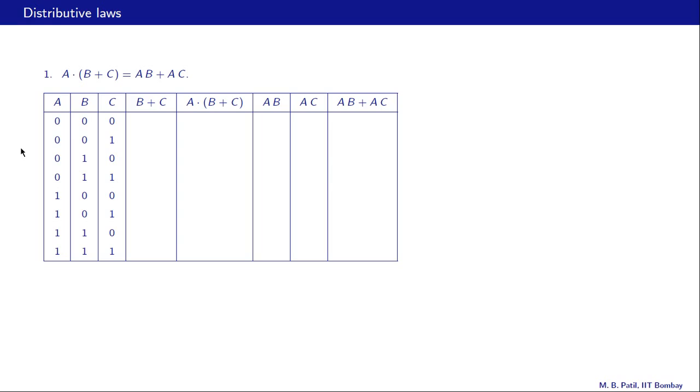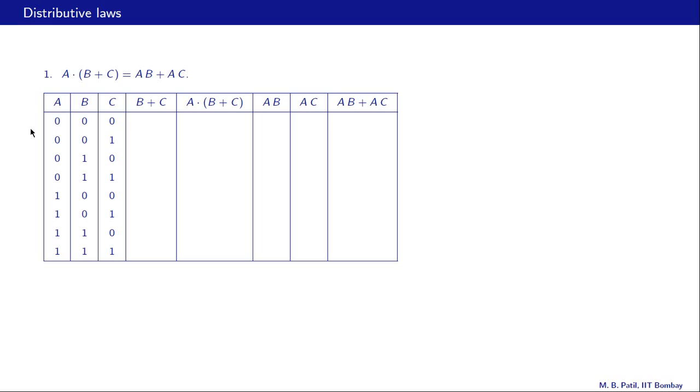There are also distributive laws which hold in Boolean algebra. Here is one of them. A and (B or C) is equal to (A and B) or (A and C). Or we can read it as A(B plus C) equal to AB plus AC. And this particular law is very much like our other algebra, the normal algebra that we use. But we need to prove this in the Boolean context. How do we do that?